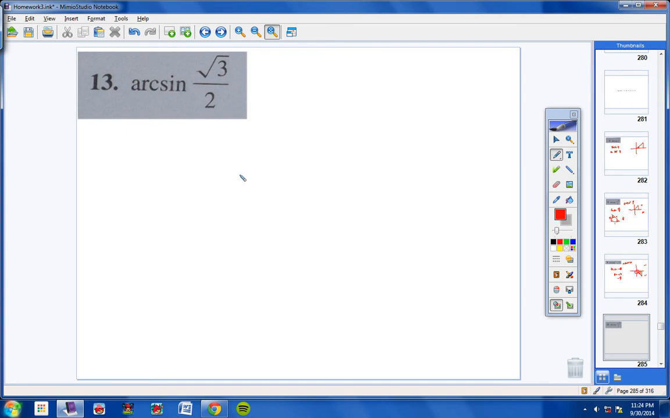Okay, arcsine of square root of 3 over 2. Here we go. Sine of theta equals square root of 3 over 2. All right, and so let's see here. We want to realize we're in quadrant 1 or 4. We're going to be in quadrant 1.